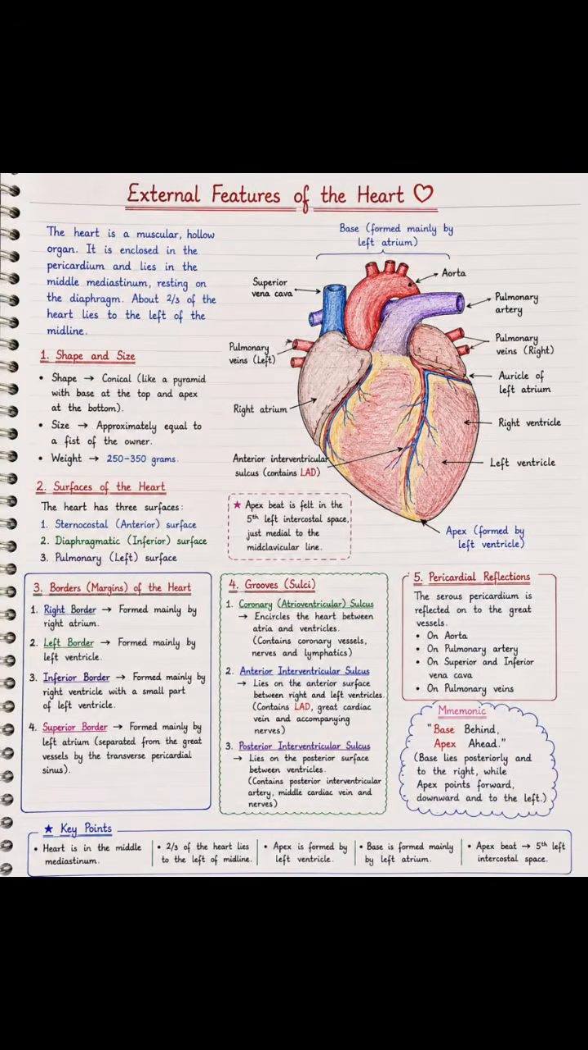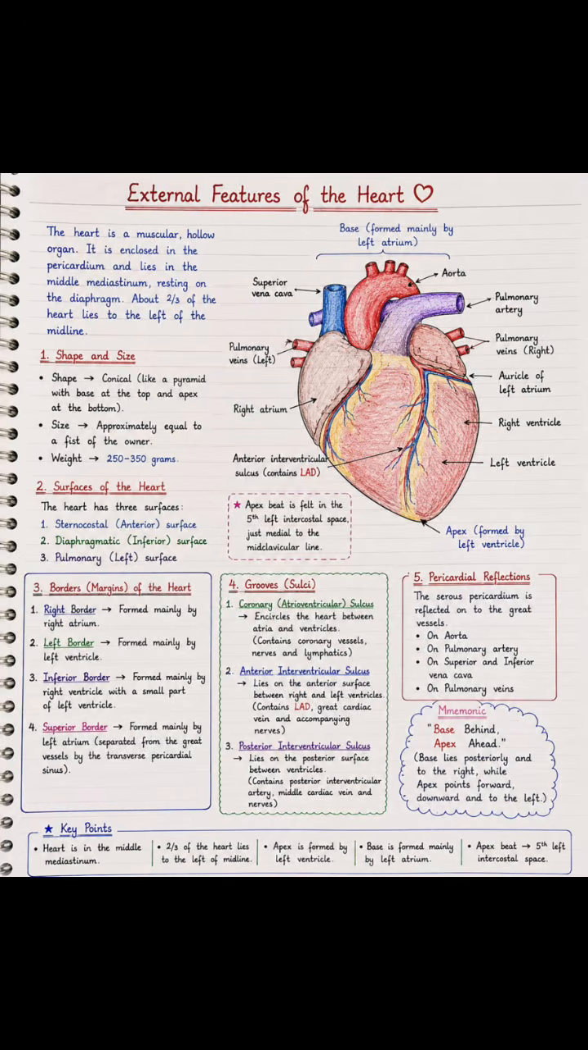External features of the heart. Hello everyone. Today we are going to learn about the external features of the heart in a simple and easy way. So let's begin. The heart is a muscular, hollow organ. It is enclosed in the pericardium and lies in the middle mediastinum, resting on the diaphragm. About 2/3 of the heart lies to the left of the midline.